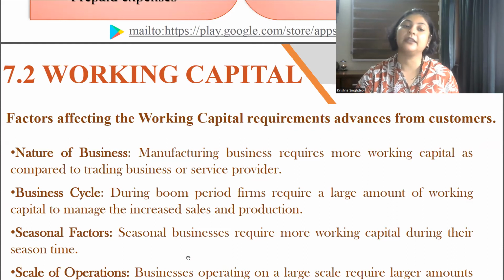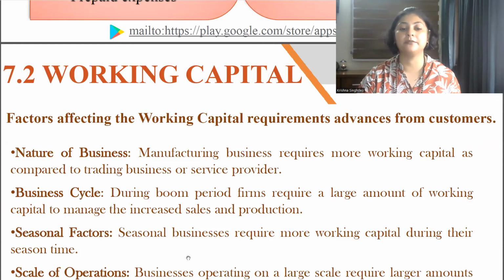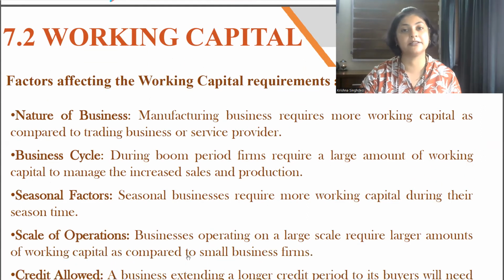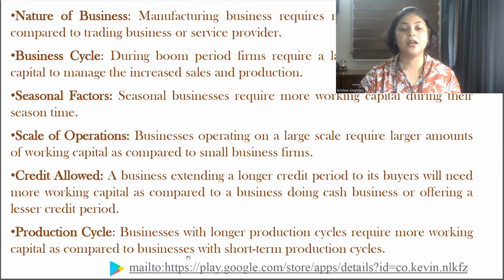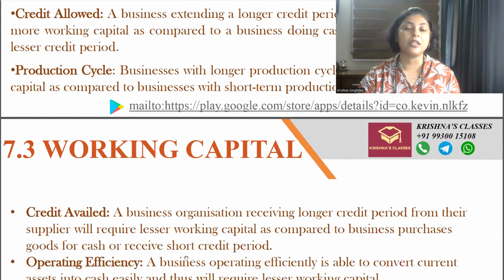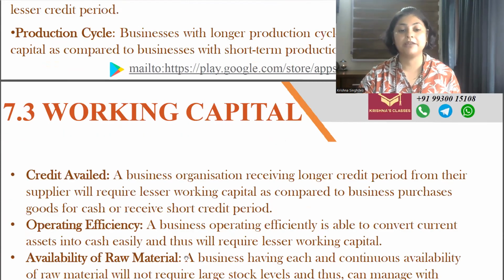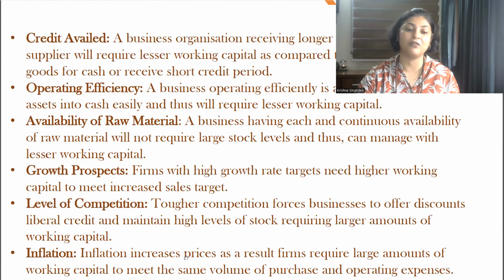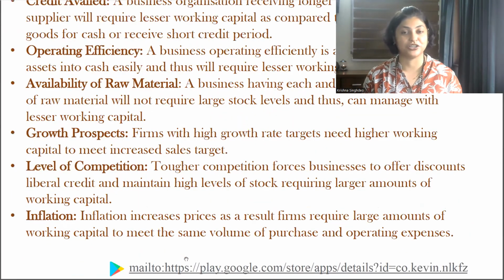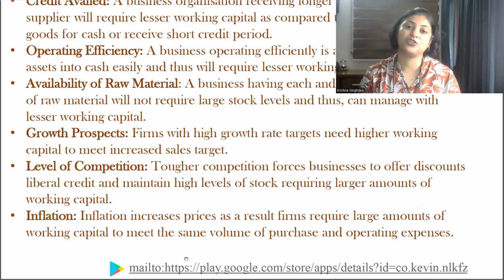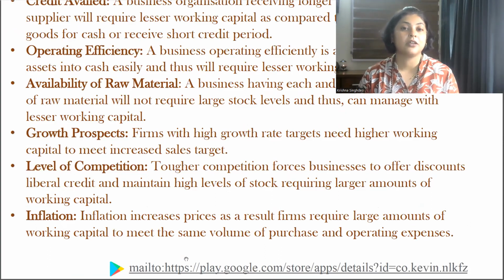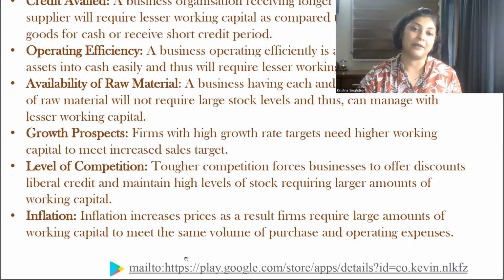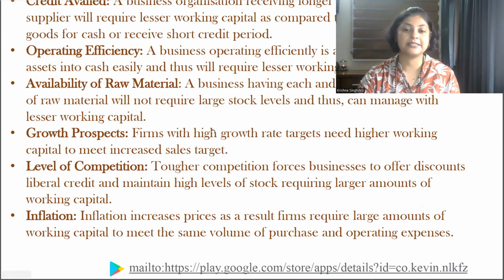Then we saw the various factors which are going to impact the working capital requirement. We studied how nature of business impacts the working capital requirement, business cycle, seasonal factors, scale of operation, credit allowed, production cycle, credit availed, operating efficiency, availability of raw material, growth prospect, level of competition, and inflation. So these are the factors which you have to memorize for factors affecting working capital. And I hope this is clear to you all, and memorizing will not be difficult.